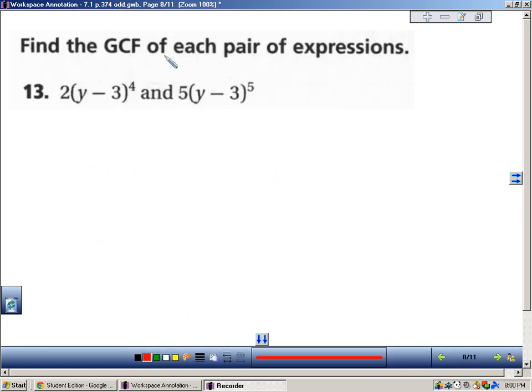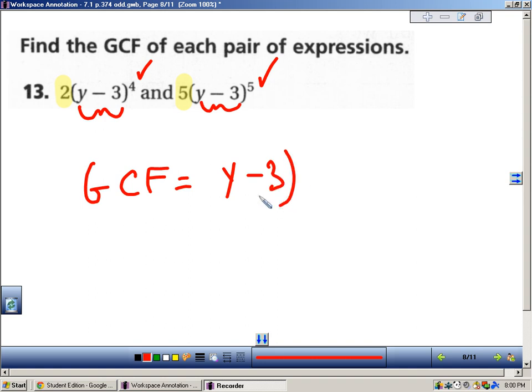Okay, find the GCF of each pair of expressions. All right, so this might seem a little more challenging, but it's not. By looking at this expression, what we see is that 2 and 5 have nothing in common. But I do see this other factor. They have something in common. They're both the quantity y minus 3. This has a power of 4, this has a power of 5. And so we always choose the factor with the lowest power. So the GCF is y minus 3 to the 4th power.